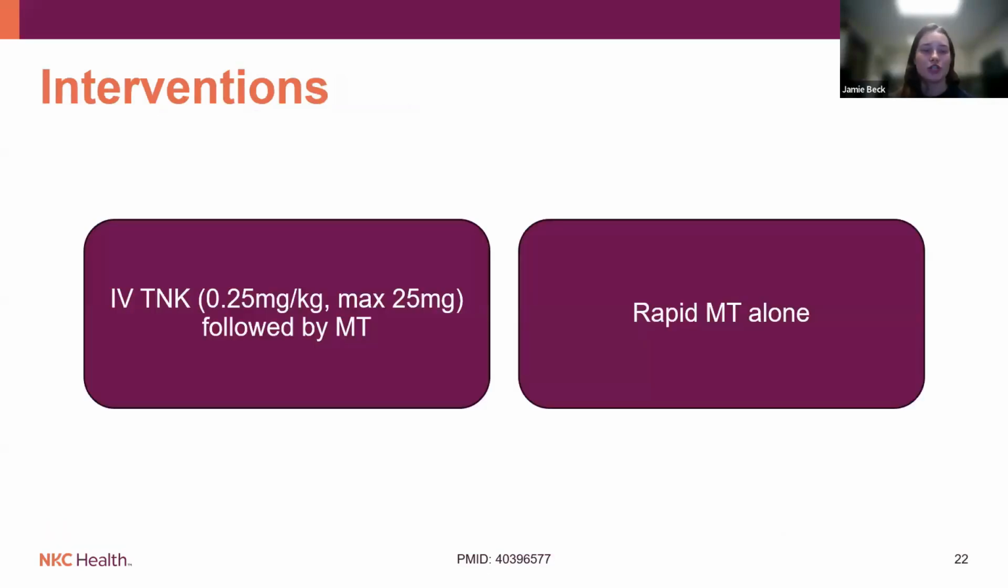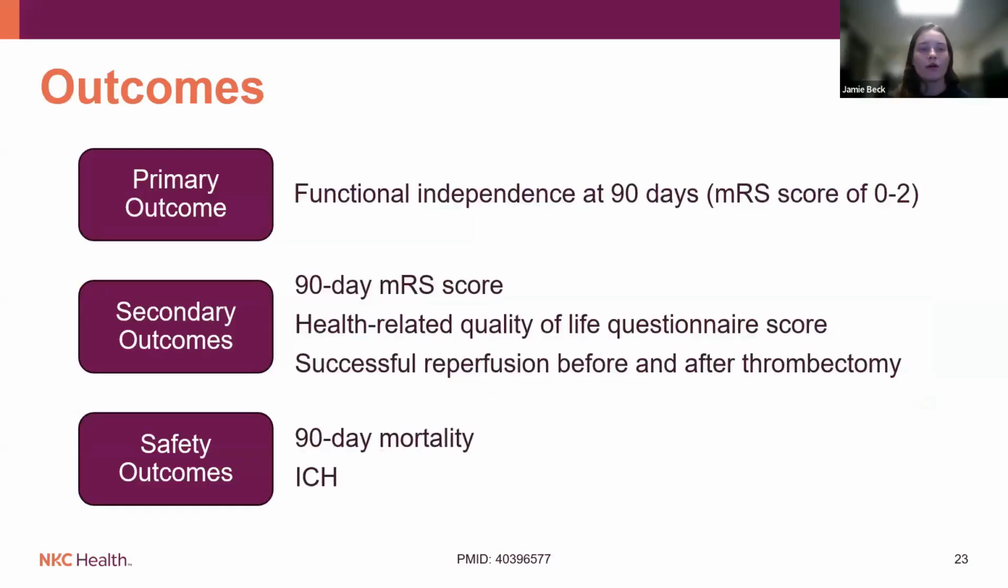Patients randomized to the bridging arm received IV tenecteplase at 0.25 milligrams per kilogram with a maximum of 25 milligrams and were followed by mechanical thrombectomy, which were compared to patients who received rapid mechanical thrombectomy alone. Their primary outcome was functional independence at 90 days.